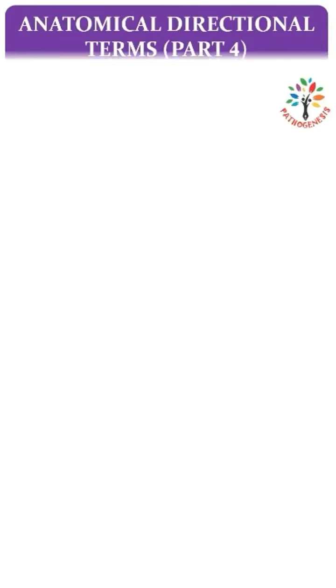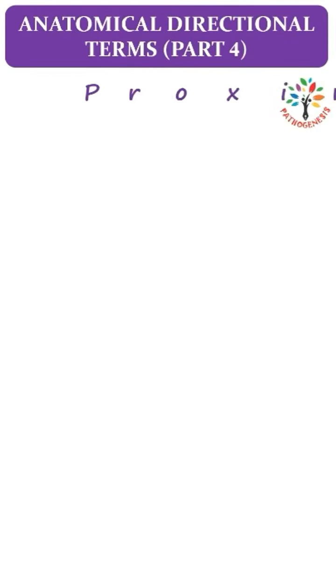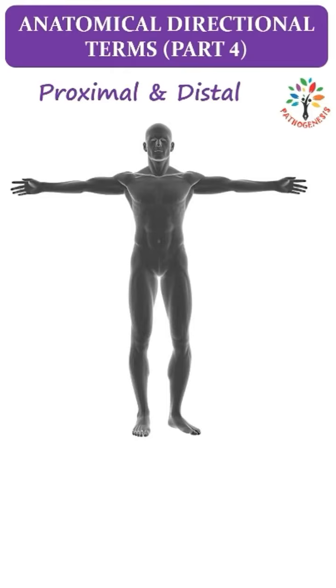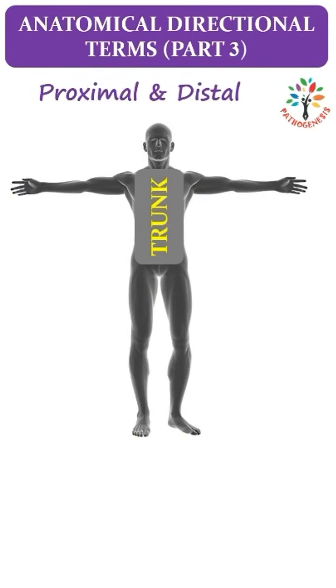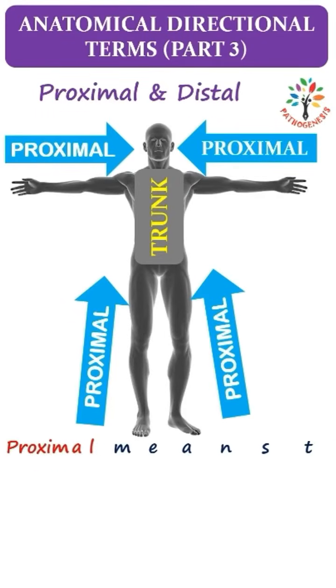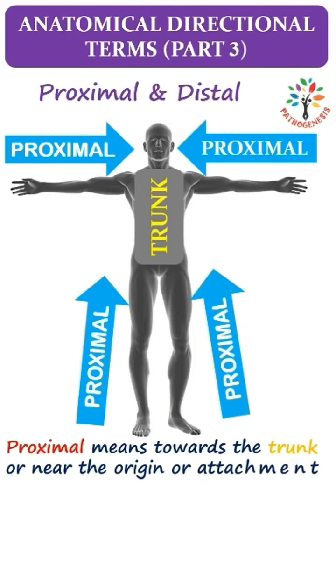Anatomical Directional Terms Part 4. Proximal and Distal. These terms are mostly used in the limbs and tubular structures. If we move towards the trunk or point of attachment, then we are moving proximal. Proximal means towards the trunk or near the origin or point of attachment.